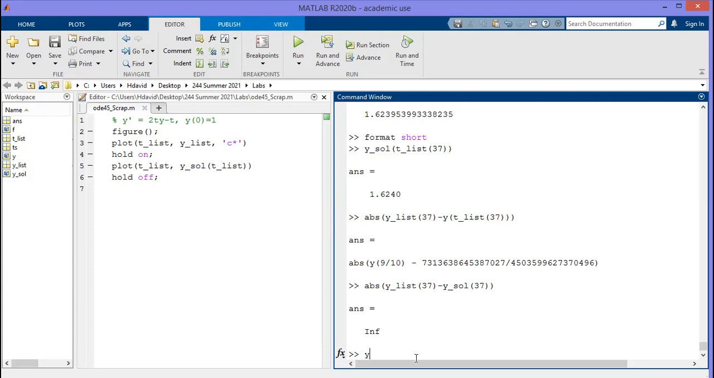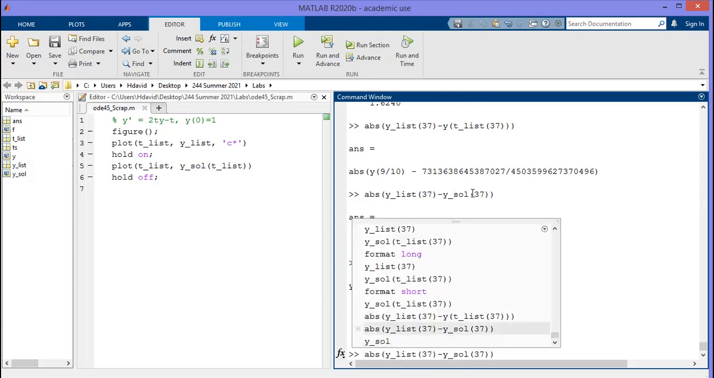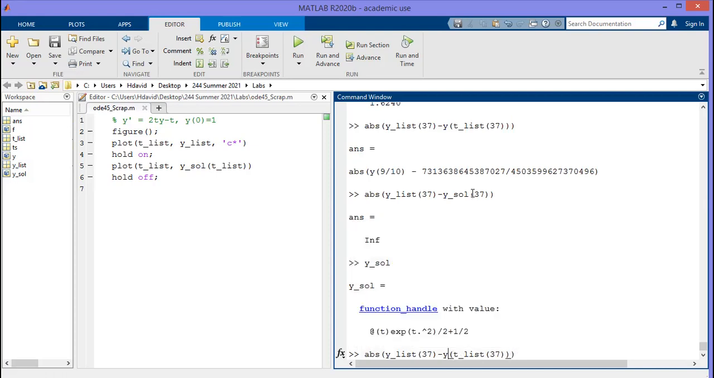The reason is that y-sol is this function, e to the t squared, basically. And if I plug in the number 37, I'm basically getting infinite. You've got to be careful because this right here is the 37th entry of a whole long list of y values that ODE45 calculated, and y-sol needs to be calculated at that same value of t. 37 is not the same value of t. So that's why we have to go back to our original thing we had, but with y-sol.